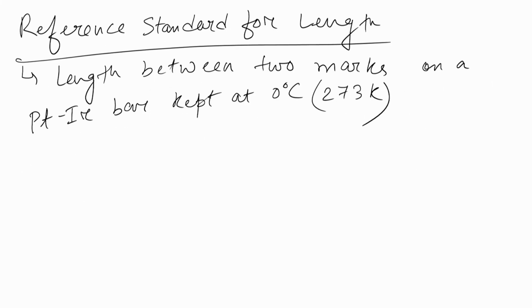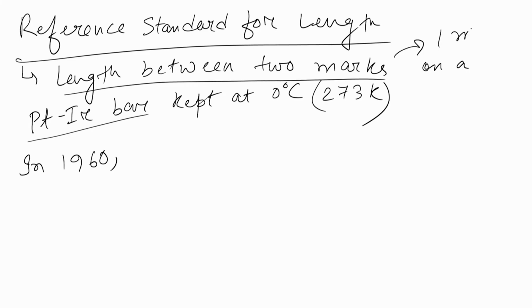So, initially the reference standard for length was the length between two marks on a platinum iridium bar. Again, platinum iridium is used because they are resistant to chemical attack. Then this definition was changed in 1960. A new definition of meter was introduced. So, this length between two marks, this is 1 meter.